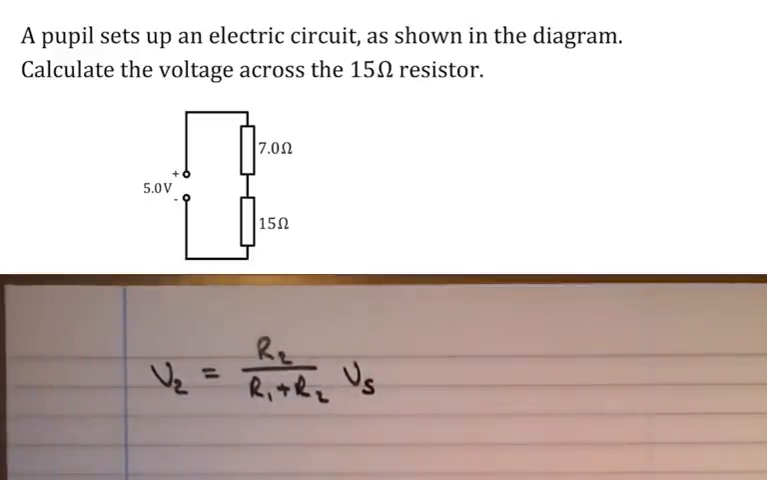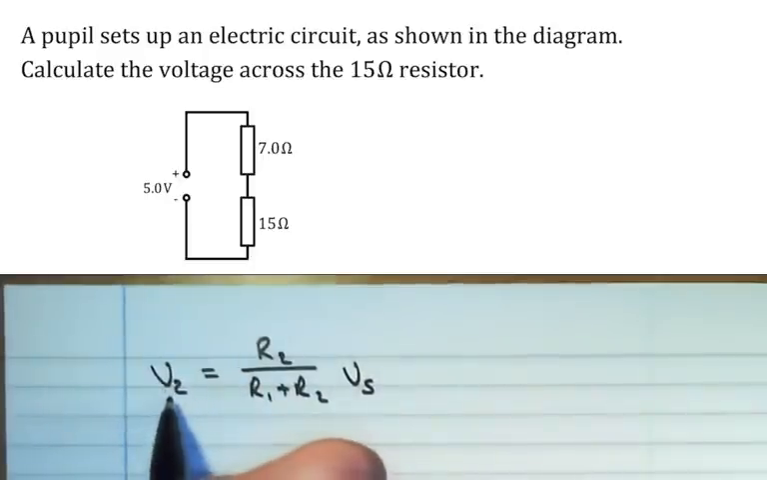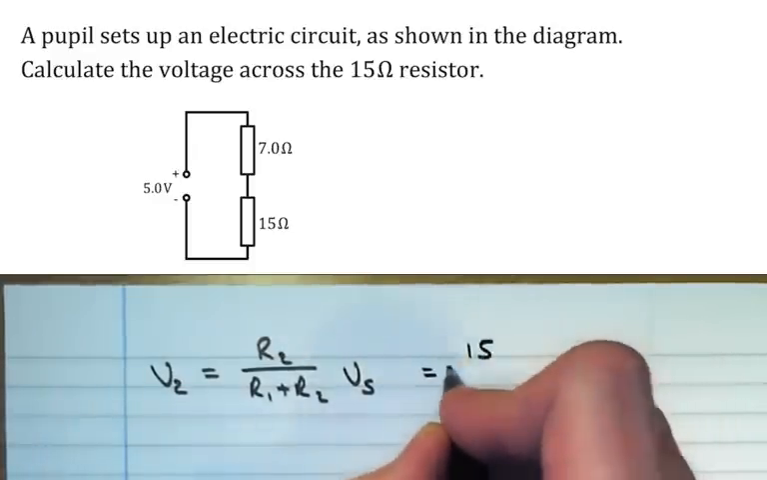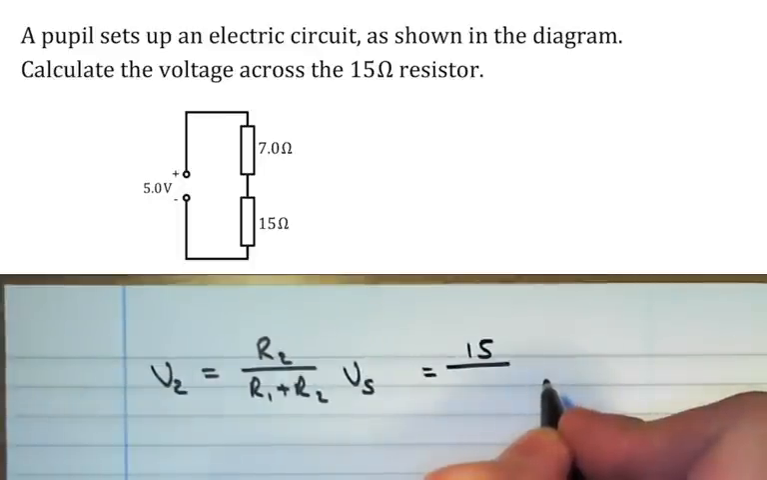Okay, so again I'm going to name these 2 resistors. I'll call the top one, the 7 ohm, R1, and the bottom one R2. So the voltage V1 would be the voltage across this resistor, and V2 would be the voltage across this resistor. V2 is the voltage across the 15 ohm resistor, that's what we're being asked. And of course that would be equal to 15 divided by, what did we say? R1 plus R2 is 7 plus 15.